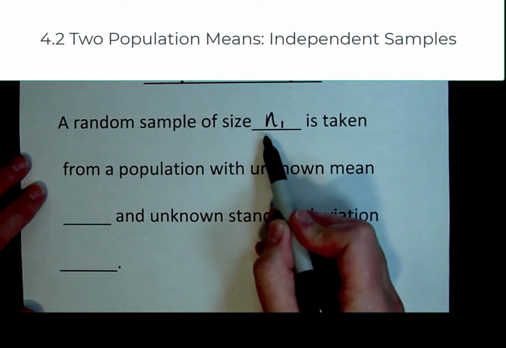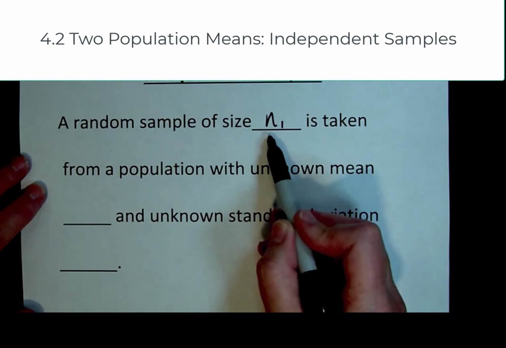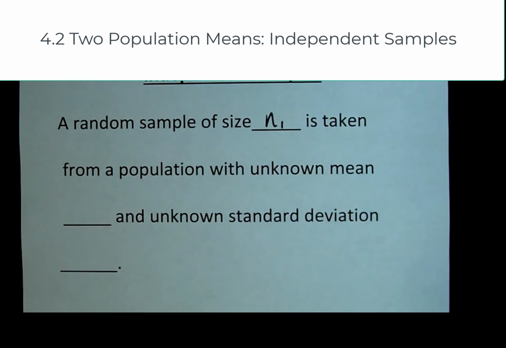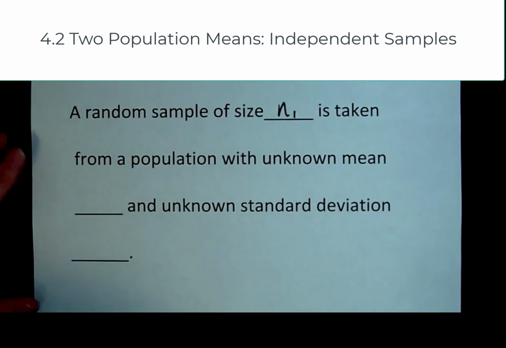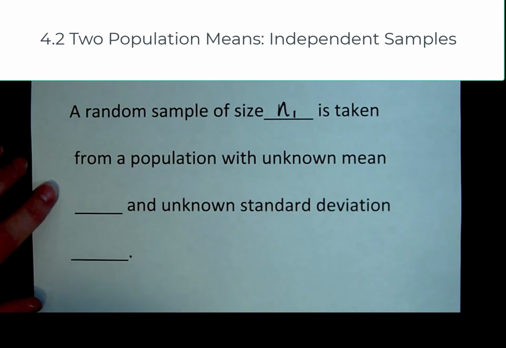And the reason I emphasize little n is that we typically use capital N for the population size. This is the sample size, not the population size. So in math and statistics, capital letters and small letters mean different things. Some people like to just change all the small letters into capital letters, but that doesn't really work in math. Okay, so anyway, we've got this population.